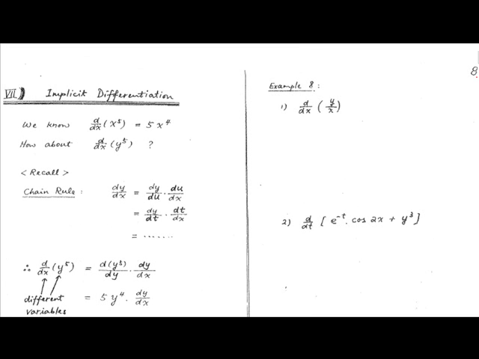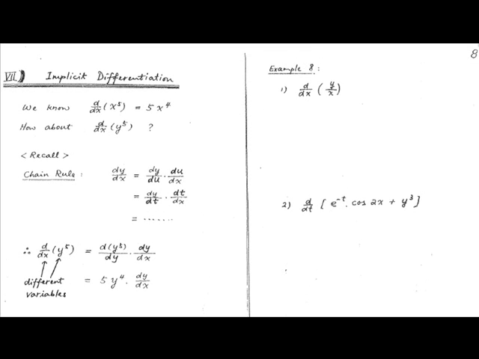On page 8 and 9, you will find implicit differentiation. Now, what is implicit differentiation? Let me illustrate. Suppose you have to differentiate x⁵. Notice that I'm using the variable x here and the variable x here, so the variables match. So if I differentiate x⁵, it's just 5x⁴.